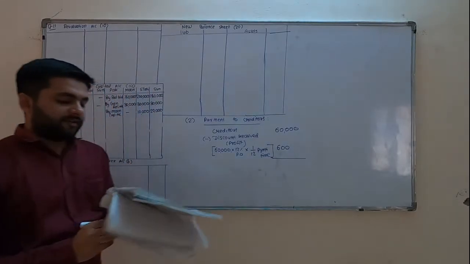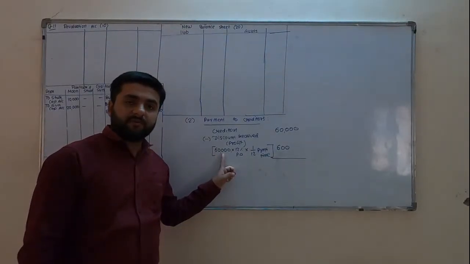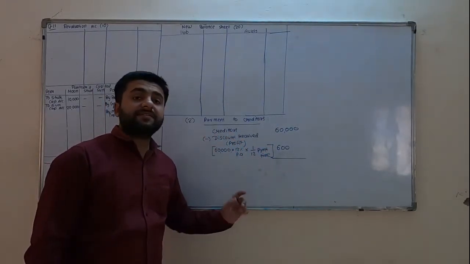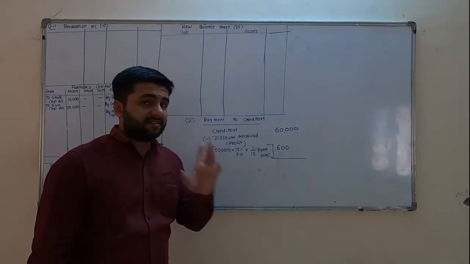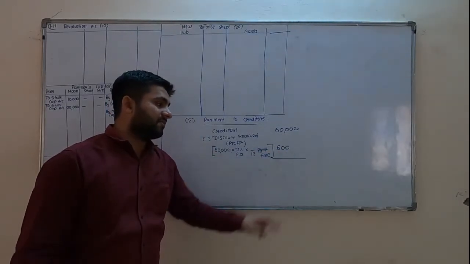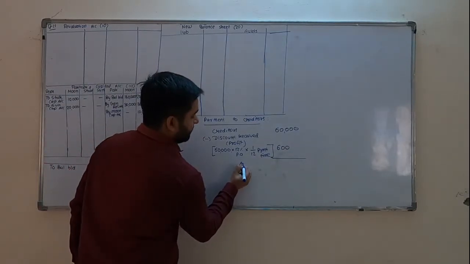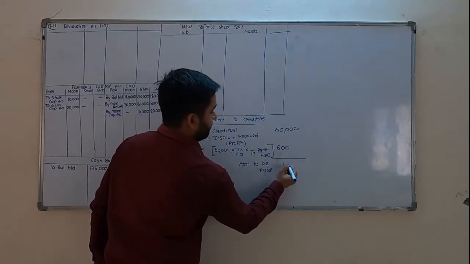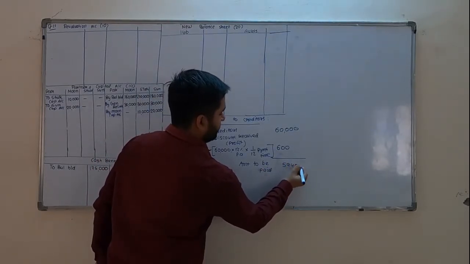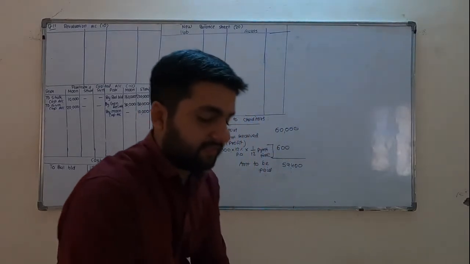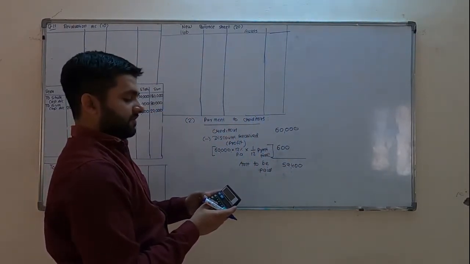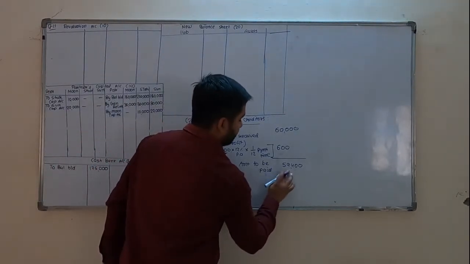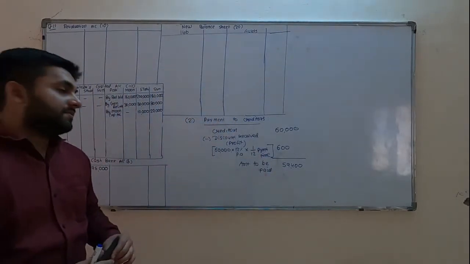Okay, how is it coming 600? 60,000 is the amount payable. 12% interest is per annum, means per year, into 1/12 is the time for payment, because creditors are payable after 1 month. So 600. 60,000 minus 600, amount to be paid 59,400. 60,000 into 12% into 1 by 12 is 600. So 60,000 minus 600 is 59,400.